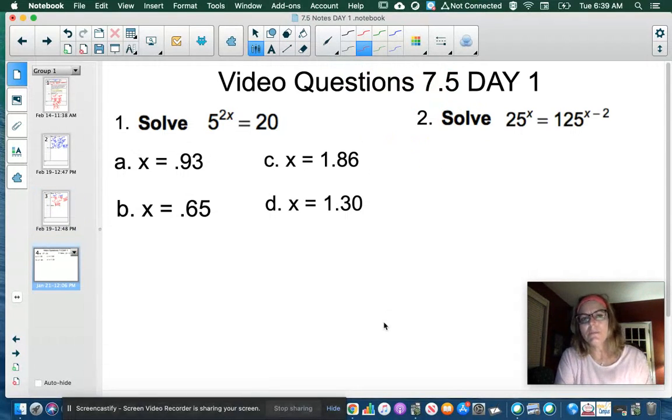Video question number 1. Please do this in your notes. Solve 5 to the 2x equals 20 and solve 25 to the x equals 125 to the x minus 2. Number 2 is going to be a little more tricky. When I say do these in your notes, these aren't listed in your notes, but there should be space in your notes to do these video questions.